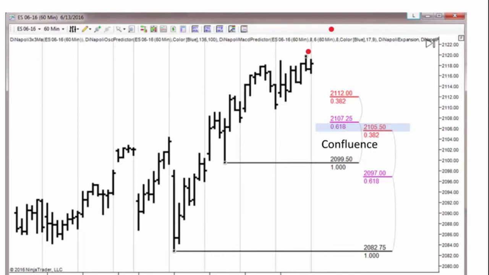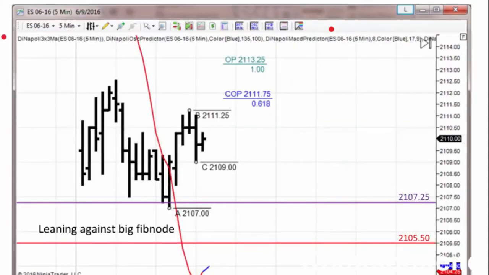Okay, so we have the focus number up here. We have a reaction here. We have a reaction here. This gives us 4 fib nodes and 1 confluence zone. As the market comes down to the confluence zone, this is where I know I want to be a buyer. So in order to get a fill, I'm going to drop that down to a lower time frame.